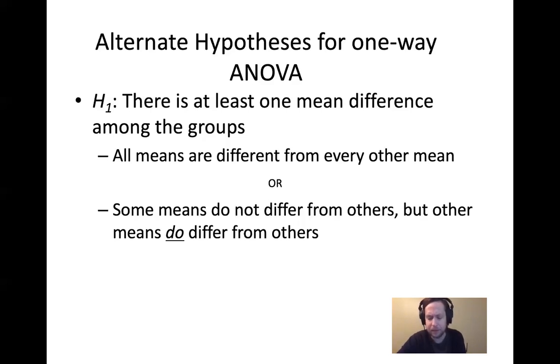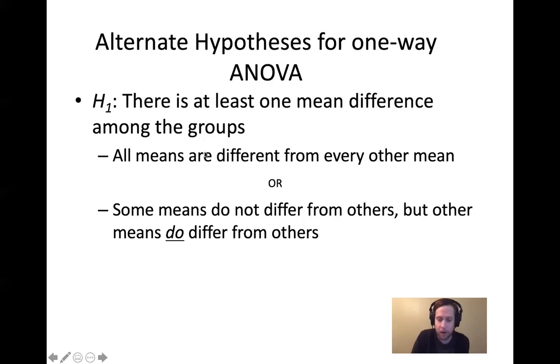The answer is absolutely not, and I will repeat this, it would be wrong if you put that the alternate hypothesis for ANOVA is mu1 does not equal mu2 does not equal mu3. That is actually not correct. That is not the research hypothesis. That is different than this. The research hypothesis, once again, is there's at least one mean difference among the groups.